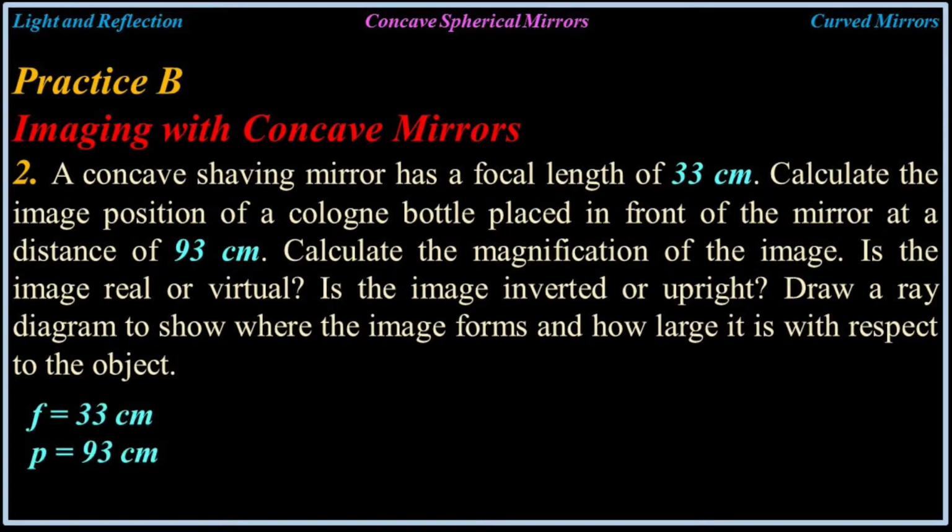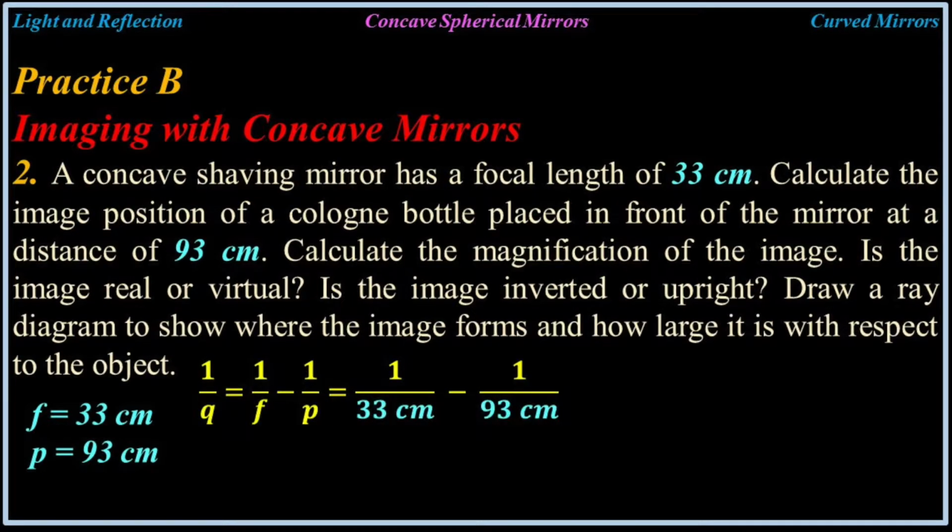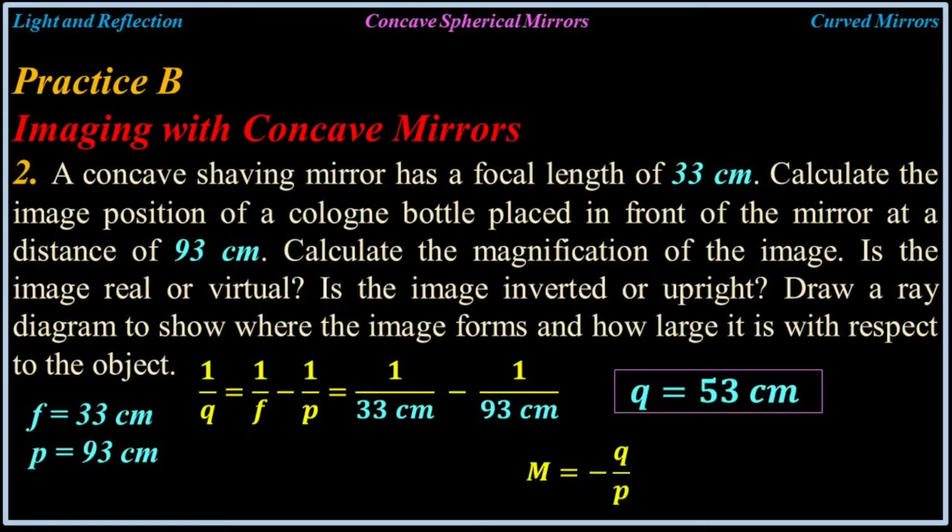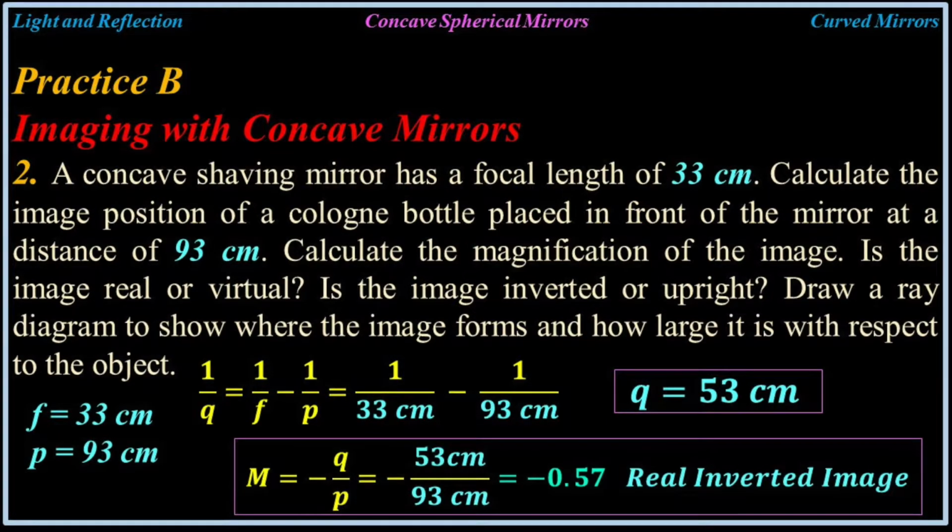So here is the givens, the focal length and the distance the object is from the mirror. Here's the equation we're going to use. We're going to calculate Q, which is the image distance from the mirror, and that's going to be 53 centimeters. Now here's M. 53 over 93. So it'll be real inverted image.